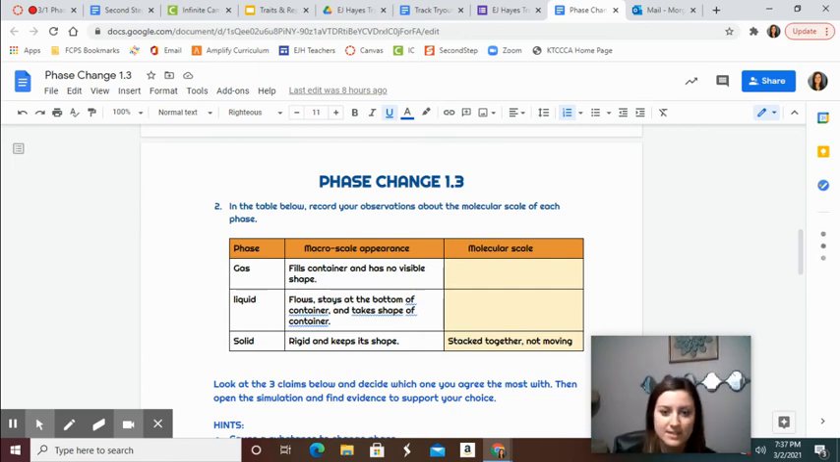Then the next one is liquid. And so we know that liquid flows, it stays at the bottom of a container and it takes the shape of whatever container it's in. So on the simulation, what did the liquid look like? They're flowing. They kind of stayed at the bottom. They were moving, not super fast, but there was movement. And then obviously our last one, our solid, it's rigid, it keeps its shape, and the molecules are stacked together and they're not moving.